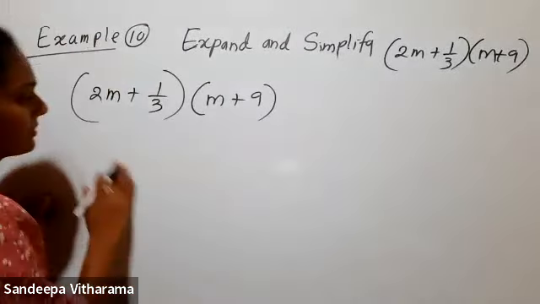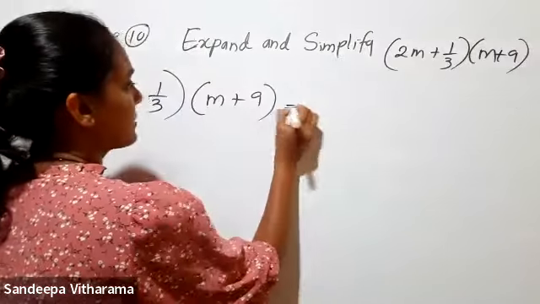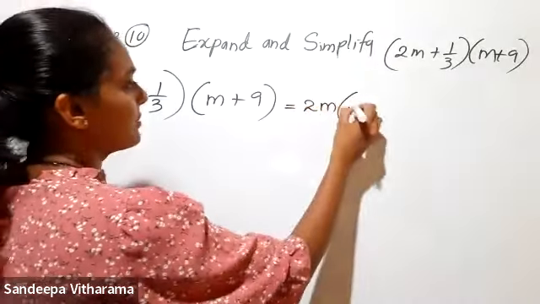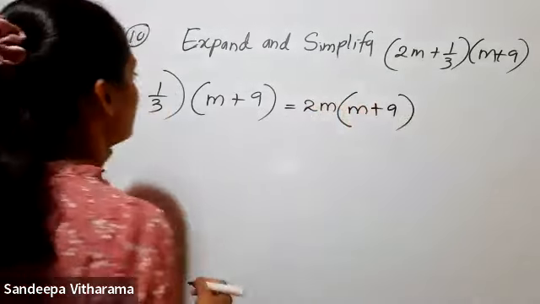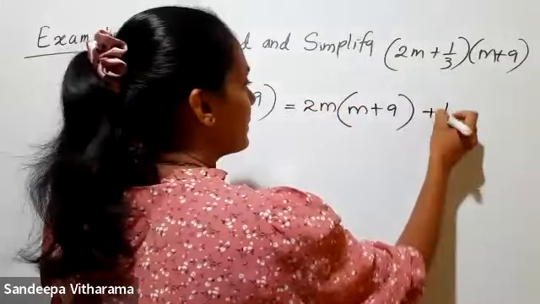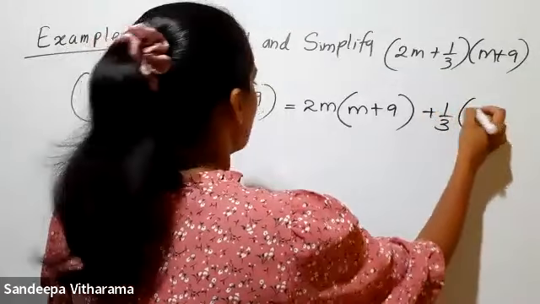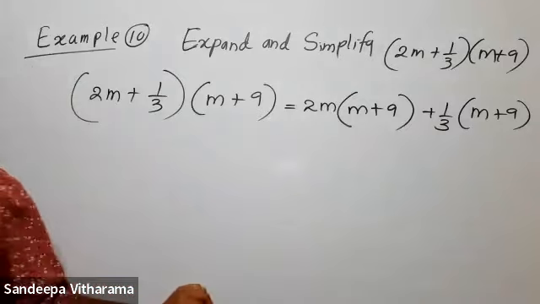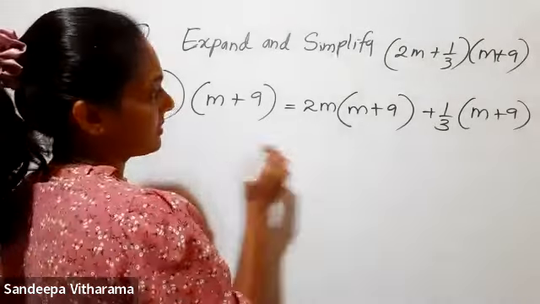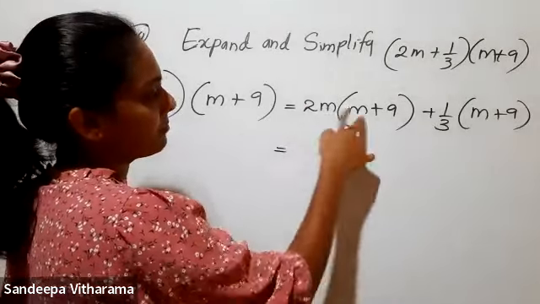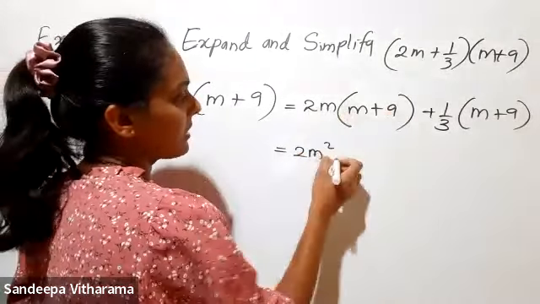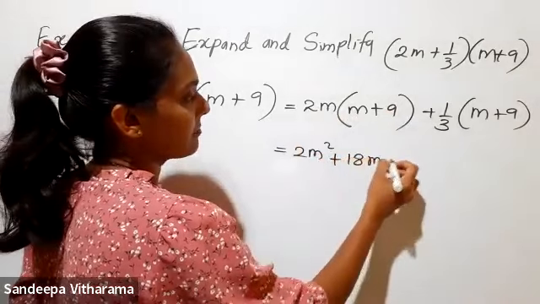Expansion. How do we do the expansion? Expansion is doing like in the previous case: 2m into m plus 9, then plus 1/3 into m plus 9. Okay. Then 2m into m is 2m squared. 2m into 9 is 18m.